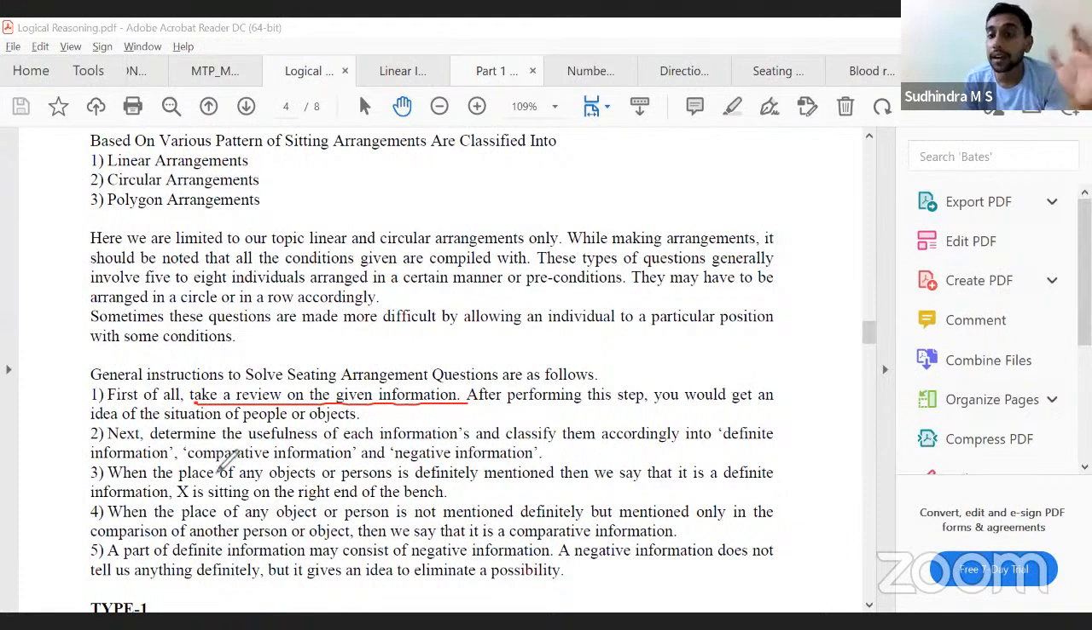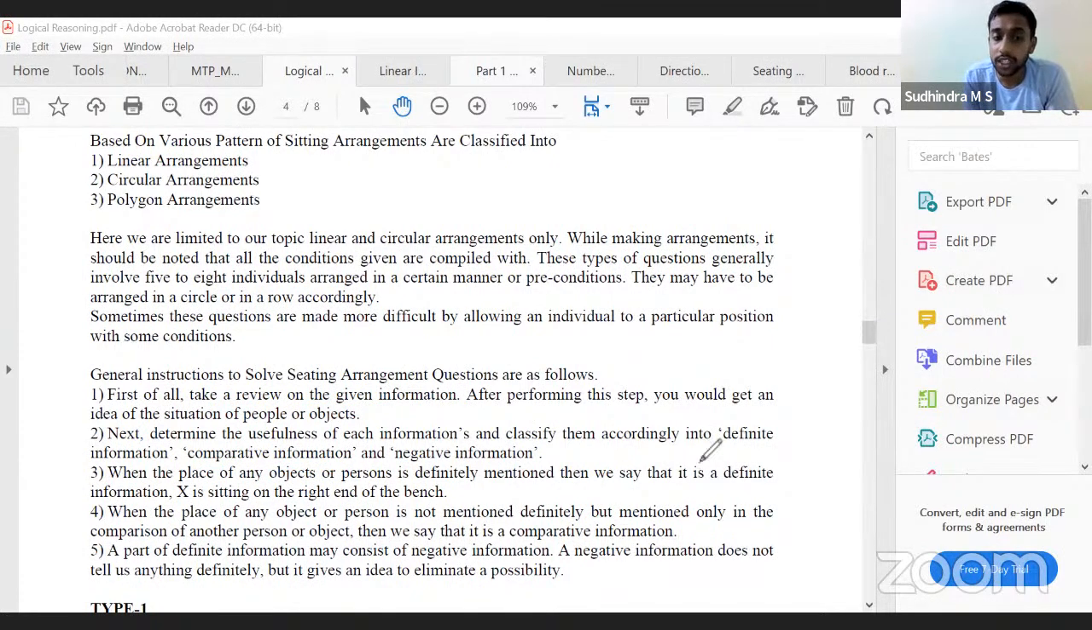Certain information would be comparative. Y is immediate right to X. Z is immediate left to X. So these are comparative information. That should be approached next. So first we have to go with the definite data, then some comparative data, and then there would be some negative information also. W is not sitting next to X. That's negative information that they are giving us, so that it helps us in placing the people beside each other, right? So first we go with the definite information given and then comparative information.